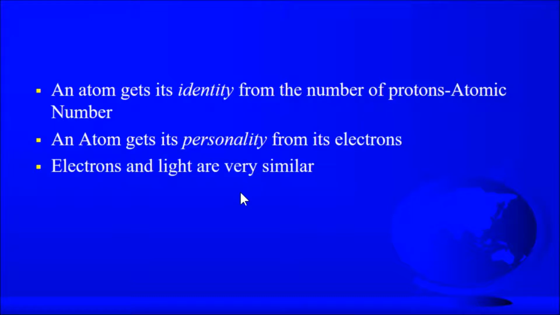Okay, so electrons are important. In order to understand this, we have to understand electrons. But here's the problem. Most of us don't understand electrons, and I'm one of them.